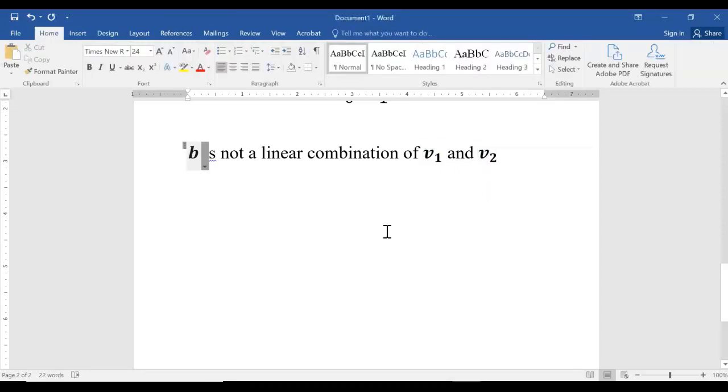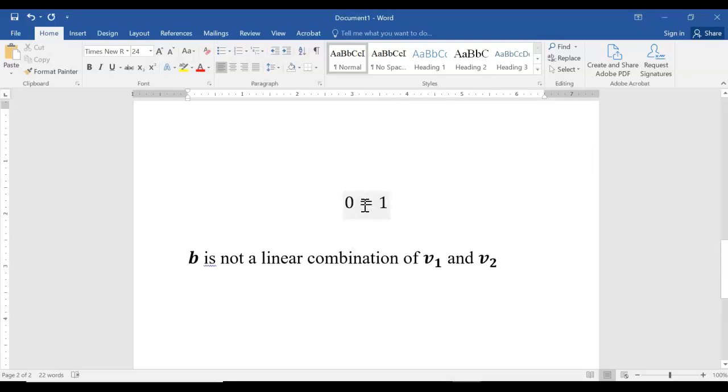So there you go. Okay? If we could have found a solution, regardless of what that solution was, if we could have found at least one solution, then it would have been a linear combination because there would have been a way to get those coefficients. All right? So that's what we're dealing with there.